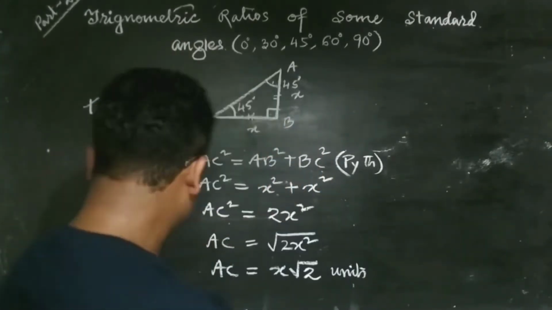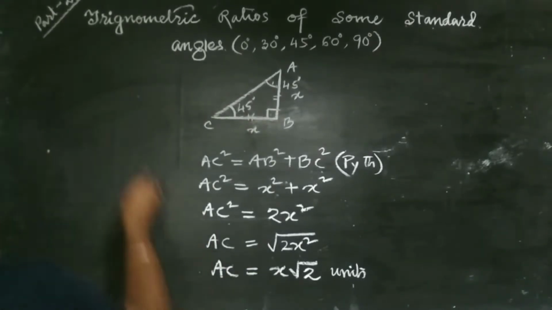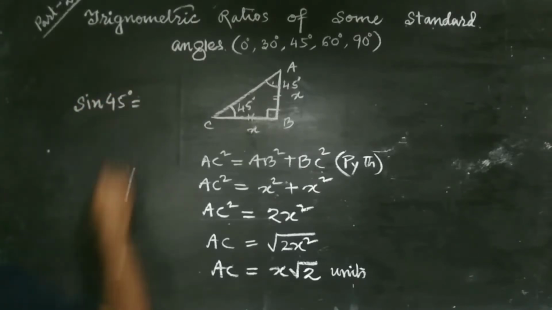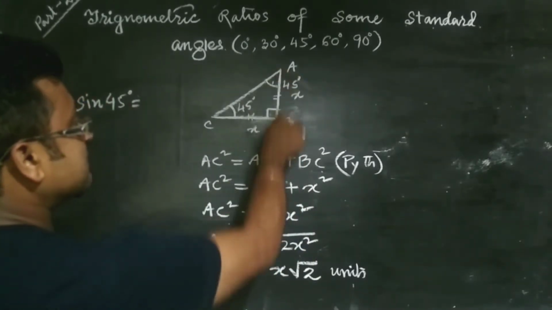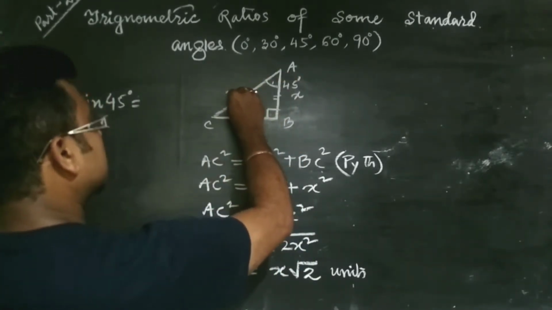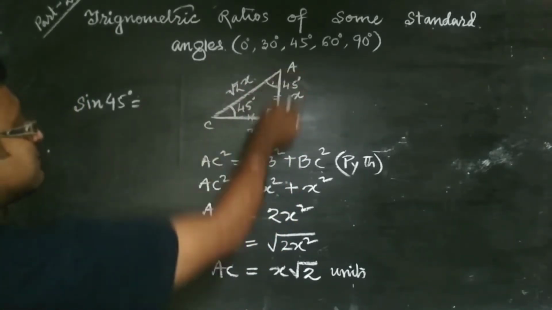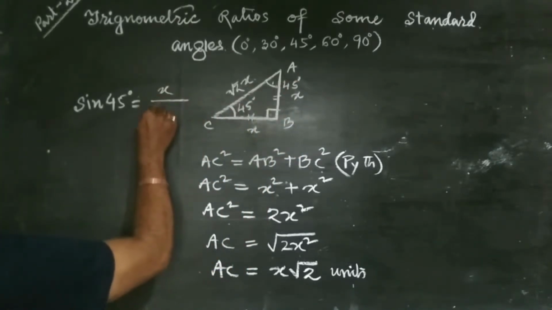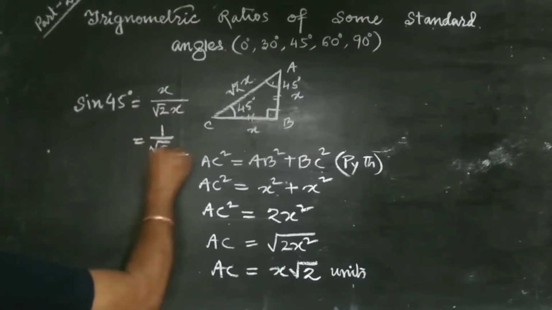Let me show you another one. Suppose if I consider this triangle only, you want to find sine of 45. We know, what was it? Some people have: perpendicular, hypotenuse. Here we already got root over 2 x. Here x. So some people have perpendicular by hypotenuse. It will be x by root 2x. x nullifies. You are going to get 1 by root 2.